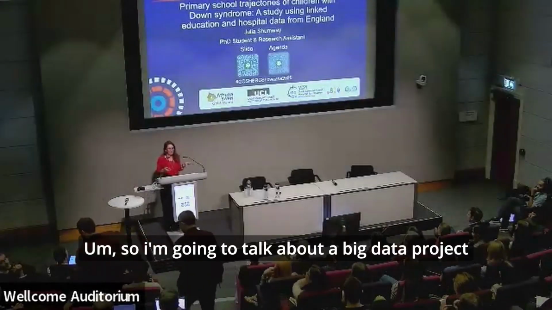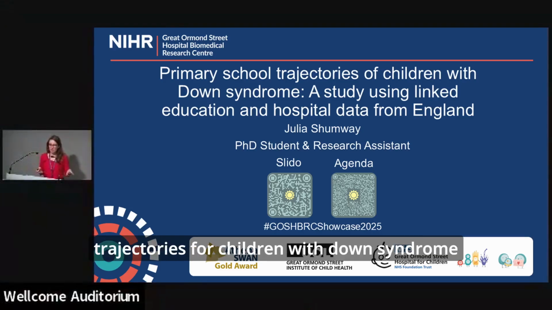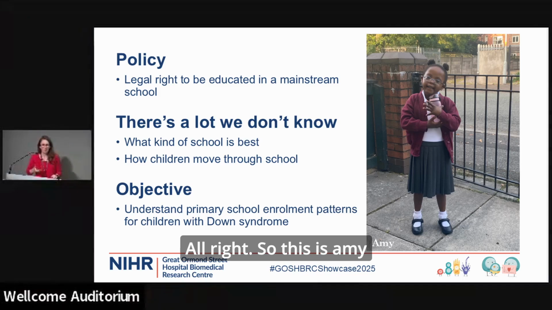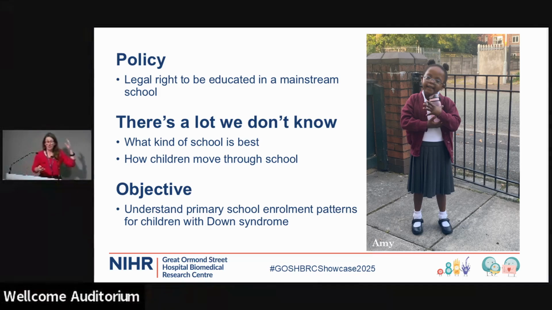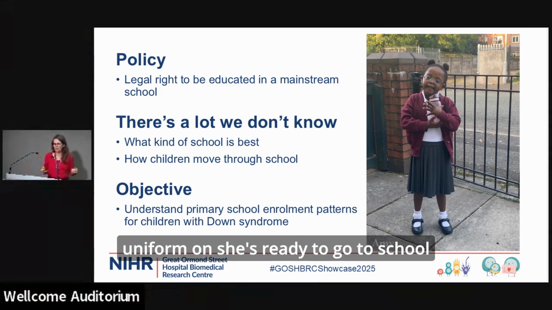So I'm going to talk about a big data project, specifically primary school trajectories for children with Down syndrome. Right, so this is Amy. She has Down syndrome, and as you can see, she's got her uniform on, she's ready to go to school.